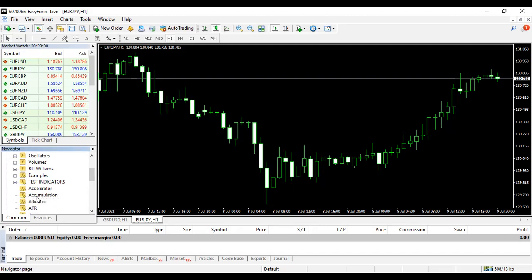Accelerators are custom. Accumulation, alligator, ATR. We have the awesome, bands, bears, bulls, CCI, custom moving average, Heikin-Ashi, Ichimoku, exposure, MACD, momentum, OsMA. We have the parabolic, we have the RSI, we have the stochastics, we have the zigzag. These are custom indicators. They are built in the software.